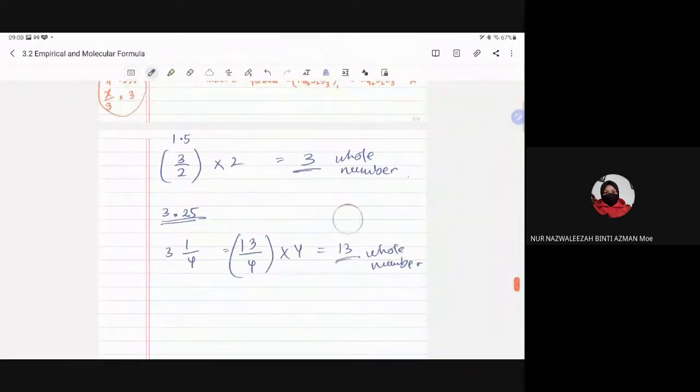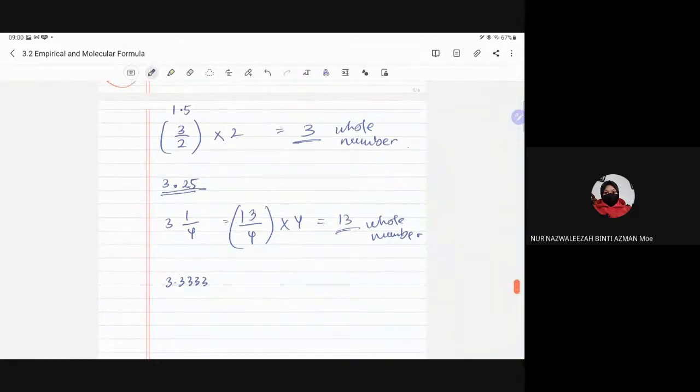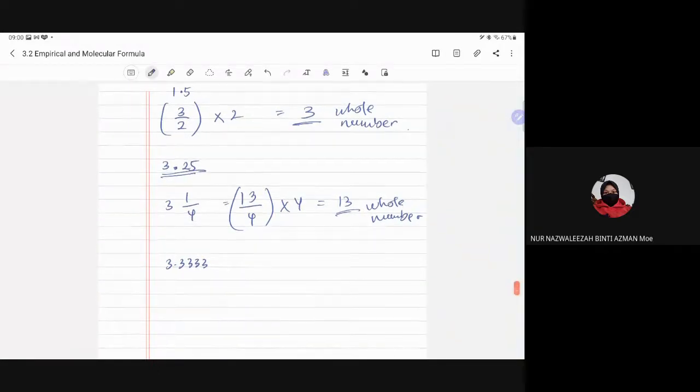Ini semua dekat bahagian yang nisbah dia, ratio tu. And then if I were to have 0.33, so 3.3333, okay, ini sama dengan, kalau this one, dia adalah 3, 1 per 3 ni. Okay.